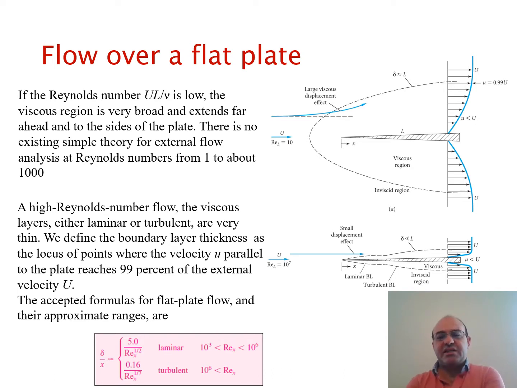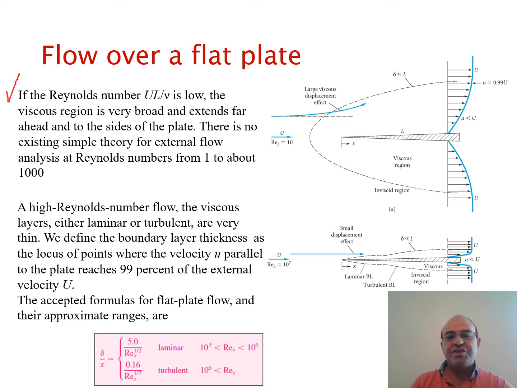One of the most basic types of external flows is flow over a flat plate. Here, what you see on the top is a flat plate in the form of a wedge with a sharp edge, and we see a low Reynolds number flow, low velocity or generally low Reynolds number flow. At the bottom, you see that the Reynolds number has increased substantially to 10 to the 7 versus only 10. And we see a big difference in the shape of the velocity and pressure field that are formed around the plate.